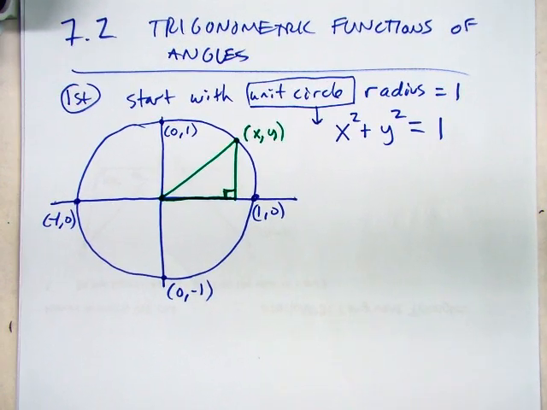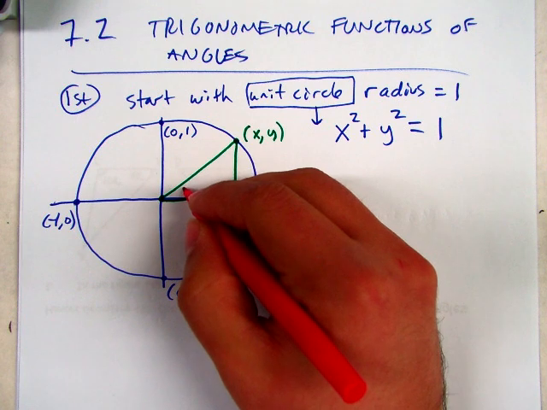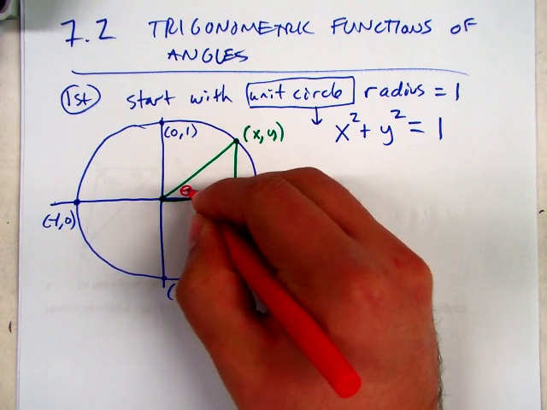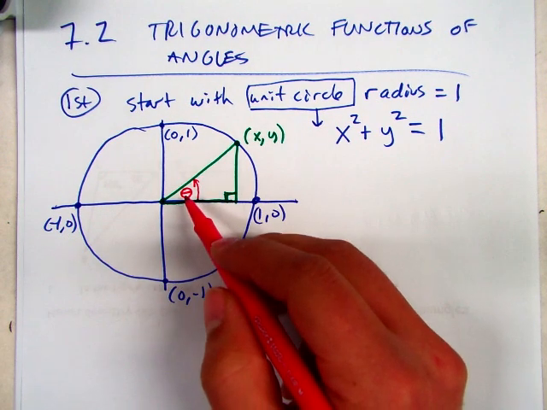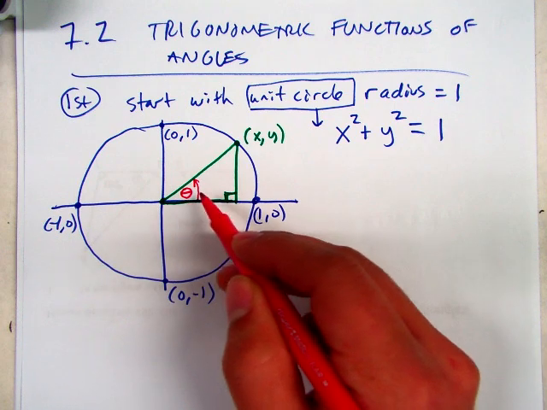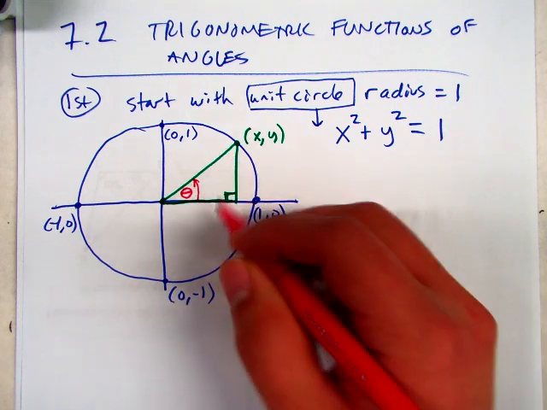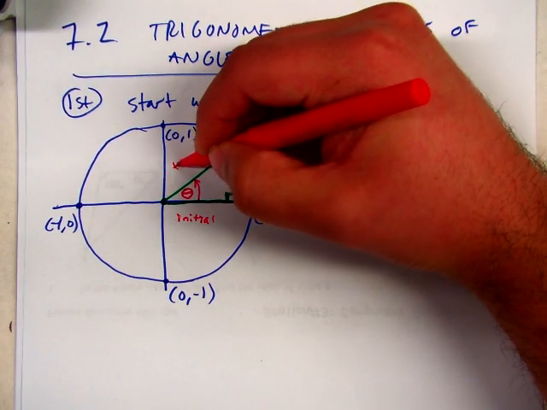Okay. Now, in addition, we're going to label, kind of like what we talked about yesterday, we're going to pretend that we rotated an angle to get to this side. Remember what did we call this? Initial side here? And this was terminal, I believe.